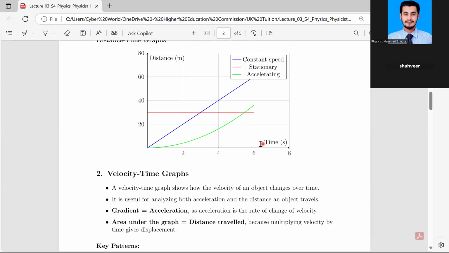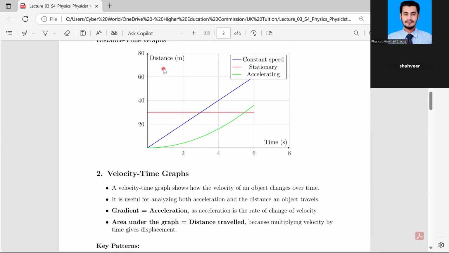can you tell me for this graph at this line what is the value of distance? At this line, what is the value of distance? 0. This is the starting point, right? Wonderful. So at this line, the value of distance is 0.